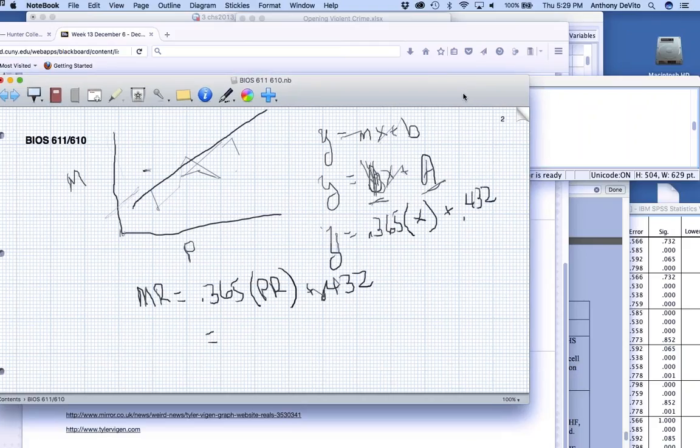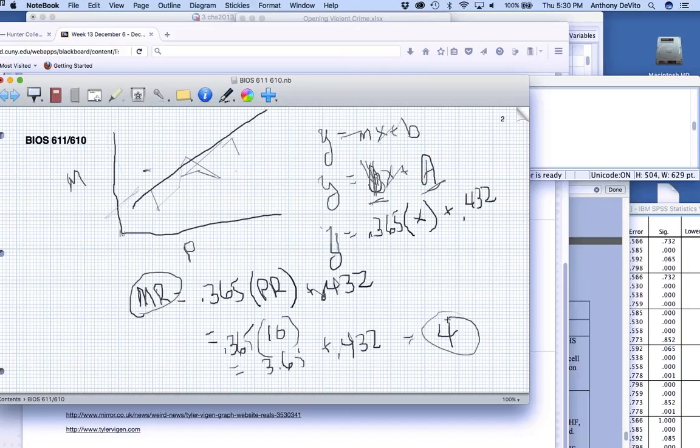Okay, good. So in other words, if the poverty rate is 10%, that's going to be a number 10, right? And we're going to multiply it by 0.365. That's going to be equal to 3.65 plus 0.432. Okay, what's that going to be equal to? It's going to be equal to roughly 4. So we would expect the murder rate to be equal to about 4.